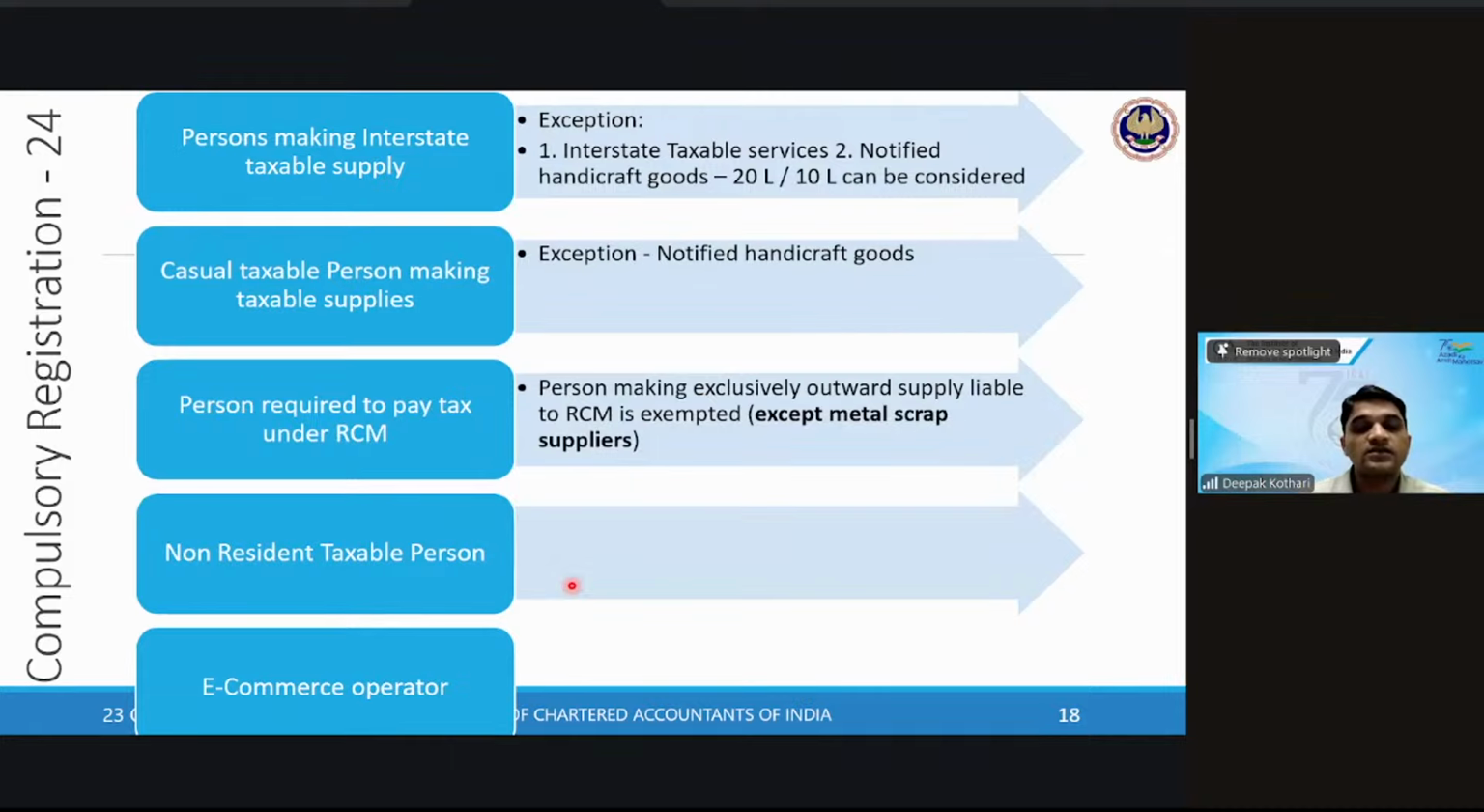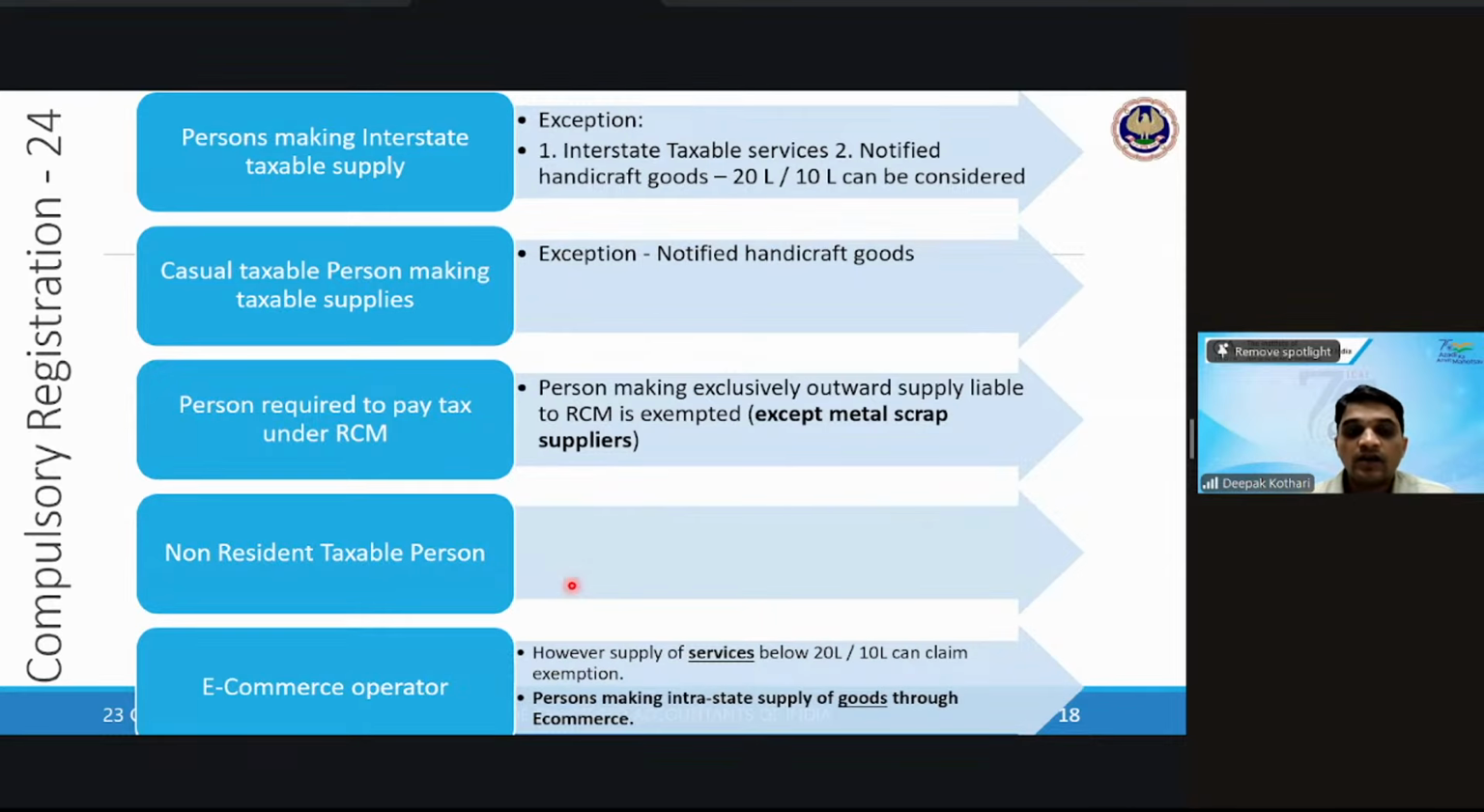Okay. Next is a person who is doing e-commerce operator. A person who is doing e-commerce operating transactions is required to take compulsory registration. ठीक है. E-commerce operators like Swiggy, Zomato, Uber, Ola, all these people have to take compulsory registration.